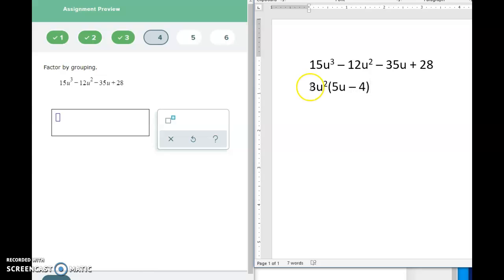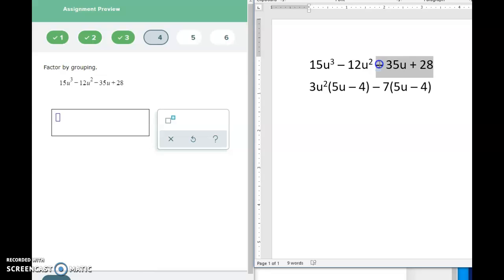And then here, these are both divisible by 7. If I just take out a 7, I would have a negative 5u plus 4, which is a problem because I want these to match. So instead of taking out a 7, I'm going to take out a minus 7. And then this would be a 5, and this would be a minus 4. So something you want to pay attention to is trying to get these to match. If you want this to be a positive 5u, you know that you're going to need to divide by a negative 7. If you want this to be a negative 4, you're going to have to divide by a negative 7.